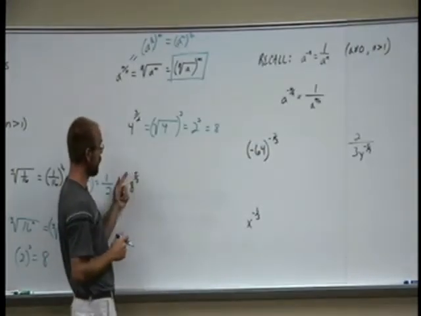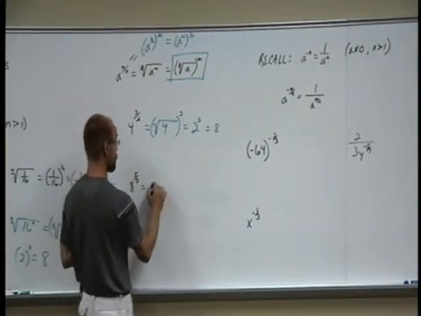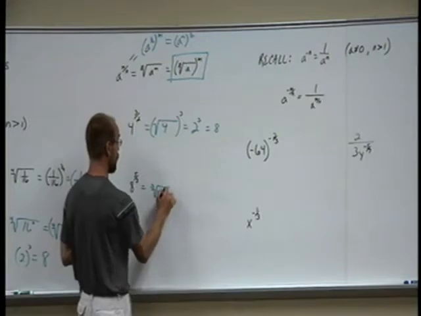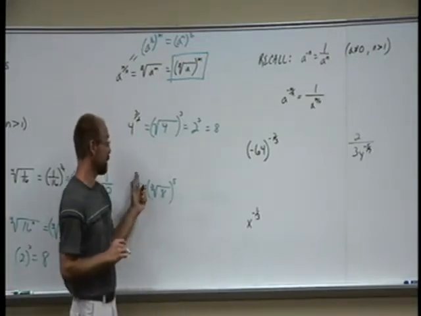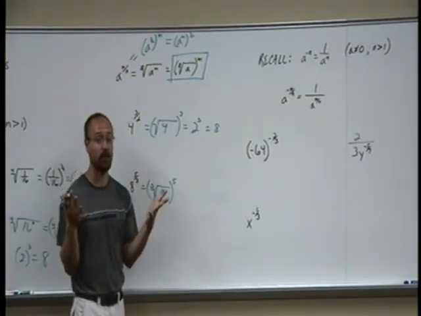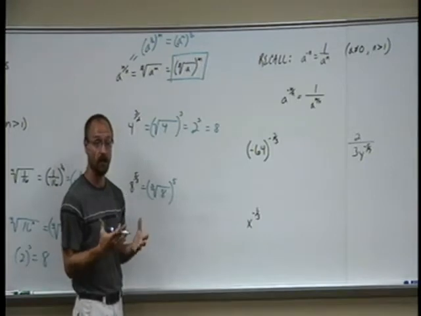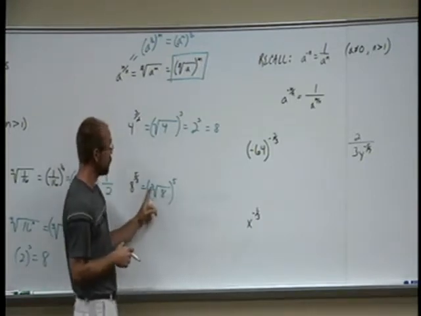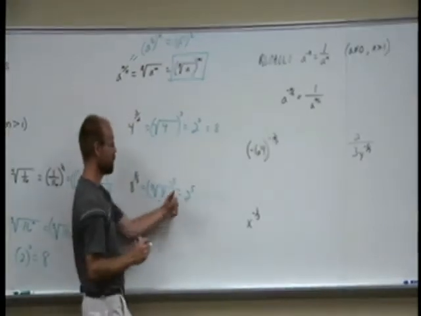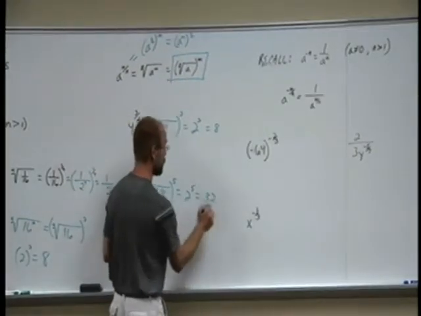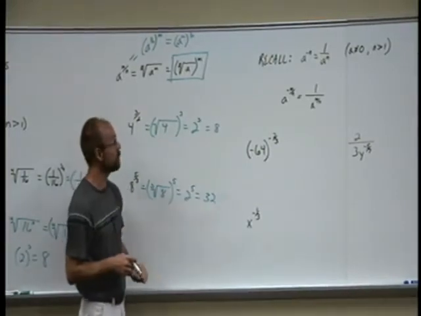If we look at this, we have 8 to the 5/3. So I'm just going to rewrite this as the cubed root of 8 to the 5th power. Now I could raise 8 to the 5th power first, but that's going to give me a huge number, and sometimes we don't recognize those factors when we deal with larger numbers. So the cubed root of 8 is 2 to the 5th, and 2 to the 5th is 32. 2 times 2 times 2 times 2 times 2 is 32.